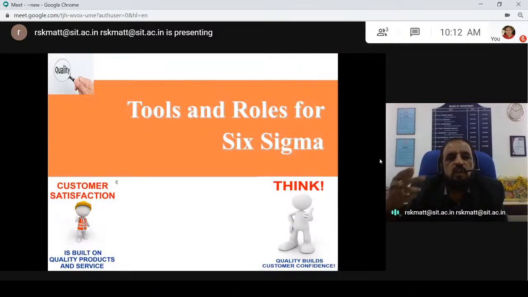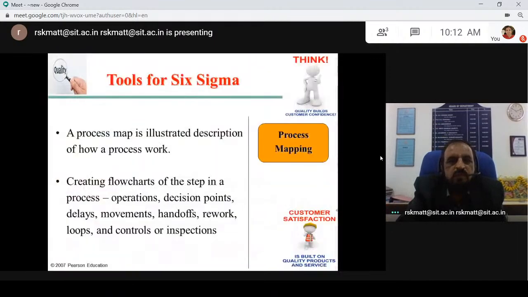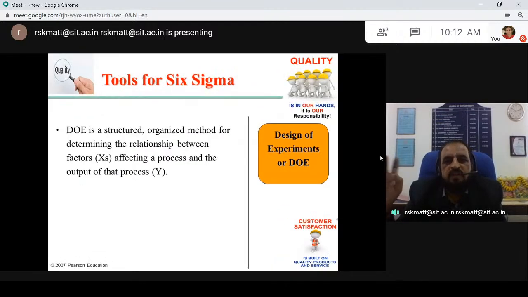These are the two methodologies of Six Sigma, and these are the tools. I think tomorrow some of the resource persons will be discussing these tools. We are using the process map. The process map illustrates the description of how the process is to be carried out. The design of experiments is a structured, organized method of determining the relationship between the factors affecting the process and the output of the process.